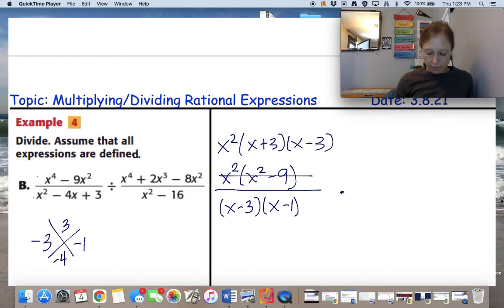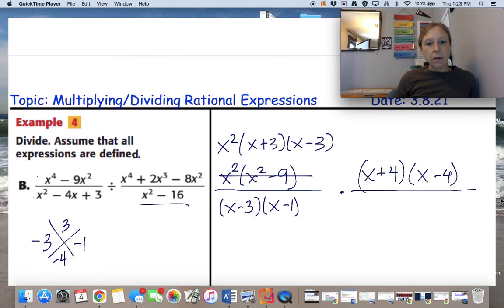All right, times. Now I'm going to take the reciprocal. So I'm going to first factor the x squared minus 16 because that'll be my numerator. And that factors to x plus 4, x minus 4. Remember, we just take the square root of them when we're factoring a difference of squares.